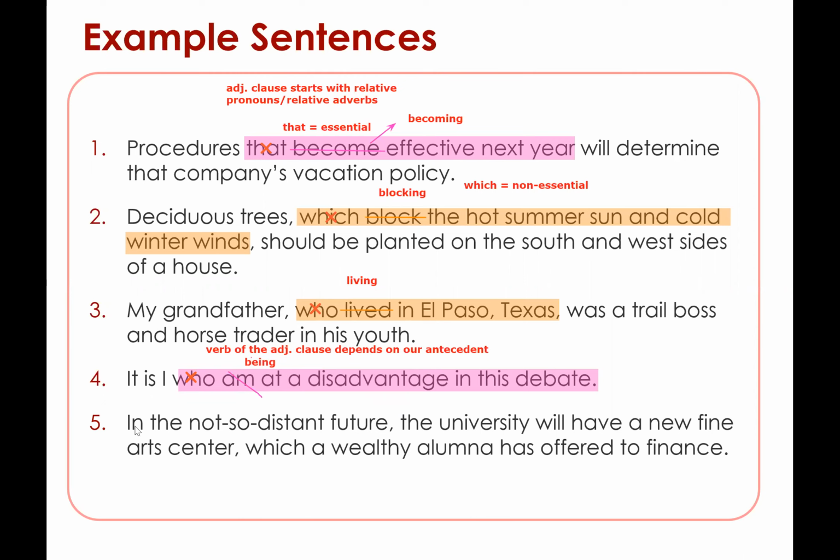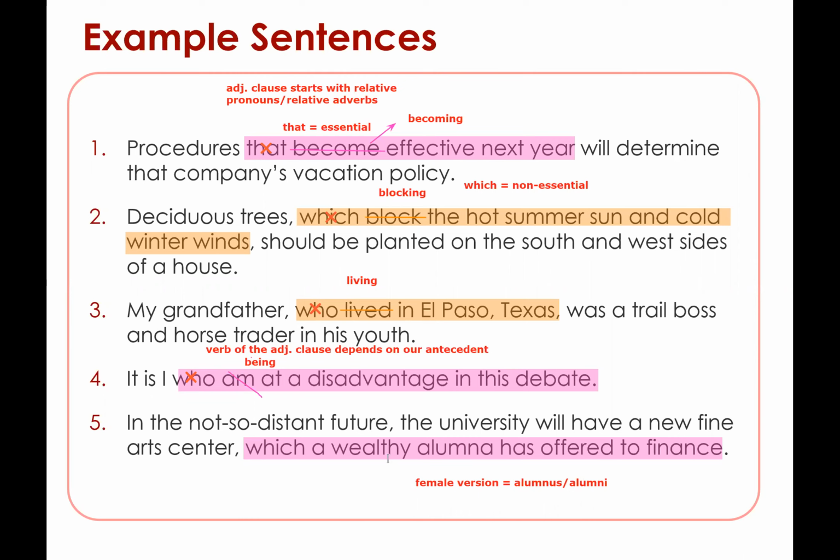Okay, number 5. In the not so distant future, the university will have a new fine arts center, which a wealthy alumna has offered to finance. So if you're not familiar with alumna, that is simply the female version of alumnus, right? And the plural for alumnus is alumni, and a plural for alumna is alumnae, A-E, like larva, larvae, antenna, antennae, okay? And it is a Latin-based word.